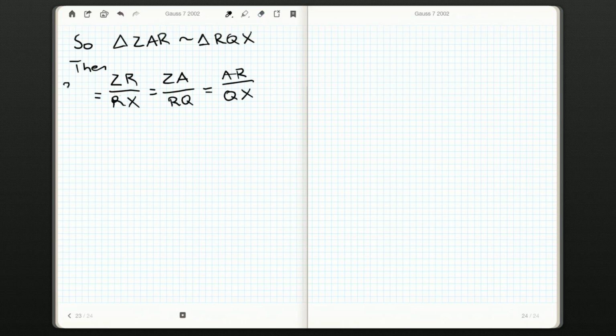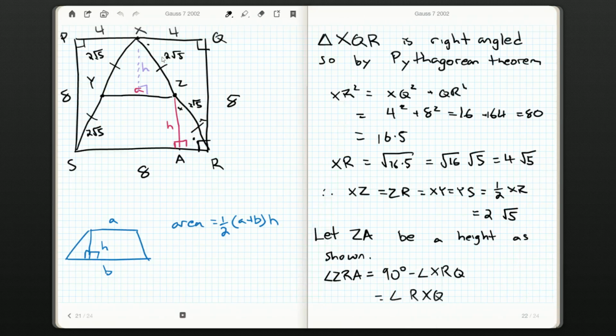But this one is 2 root 5 over 4 root 5, and that's just 1/2. We actually could have seen that without determining that XR is 4 root 5, just because we already knew that Z as the midpoint splits this thing in half. So we actually figured out some information that we may not have needed yet. Okay, sometimes that happens. Sometimes we work things out, and it turns out we could have gotten the information by other, perhaps simpler means. It's okay, don't worry about it.